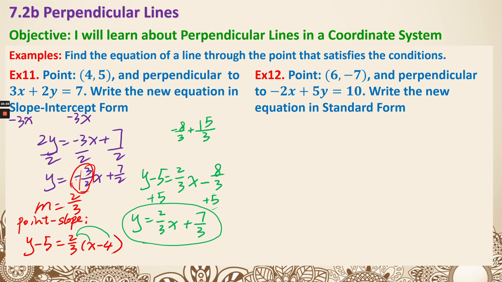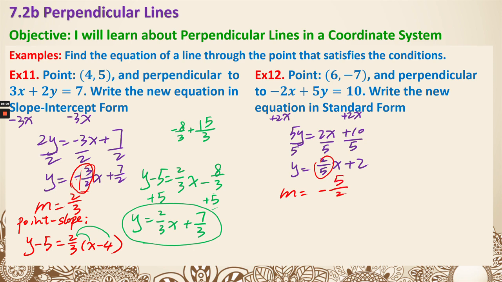Next, example 12. Same thing. First, we got to find the old slope. So add 2x on both sides. We have 5y equals 2x plus 10. Divide everything by 5. We have y equals 2/5 x plus 2. Now, the new slope is going to be the opposite reciprocal. So change that 2/5 to opposite, which means I need a negative sign. That fraction is 2/5. Flip it. It's got to be 5/2.